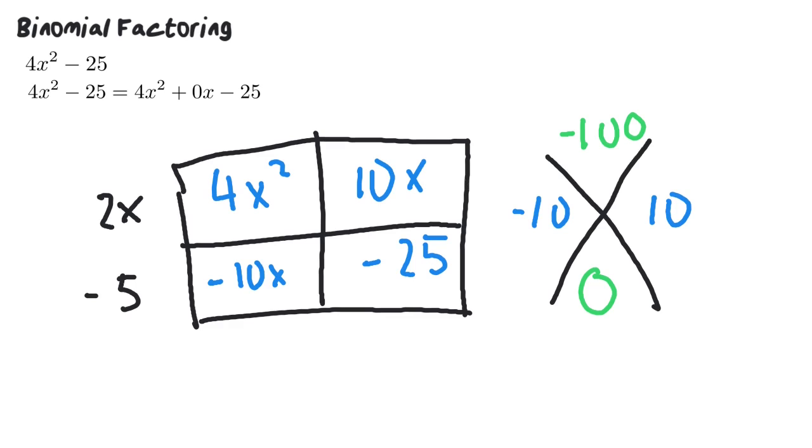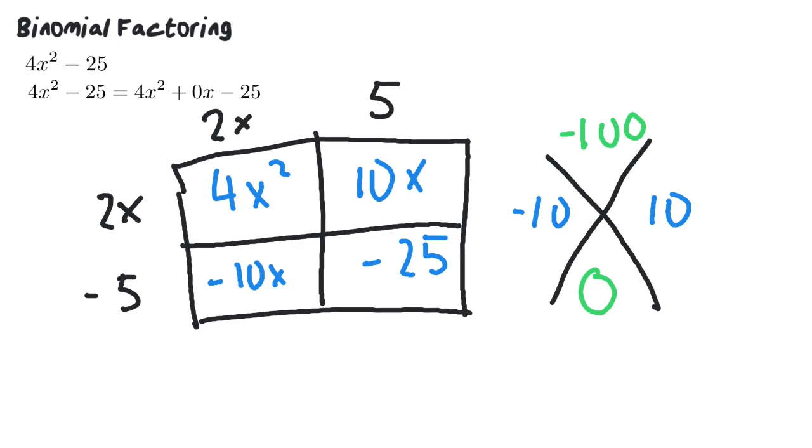Now we go up the columns from bottom to top. So first column, negative 10x and 4x squared. GCF is 2x. I keep that positive because remember, it's only the box next to the edge that determines the sign. And then second column, negative 25 and 10x, GCF is 5. Again, the box closest to the edge is positive, so the GCF is positive.